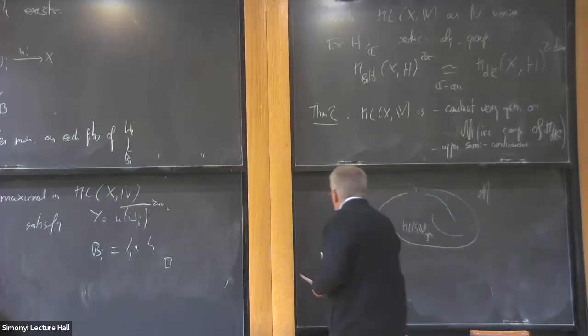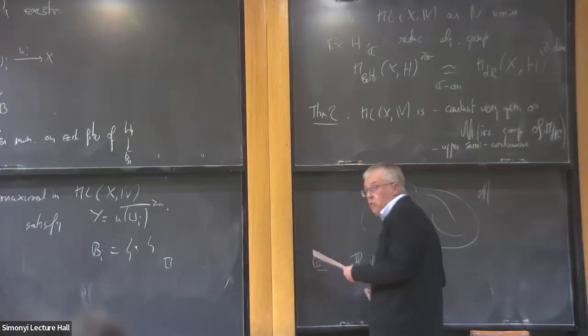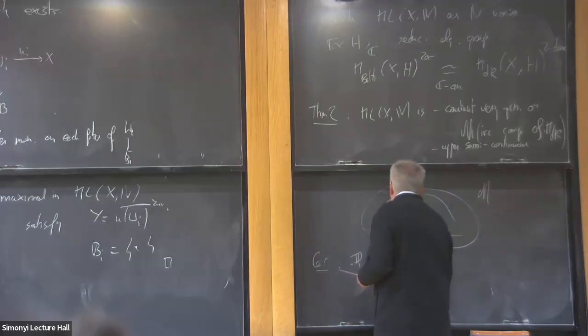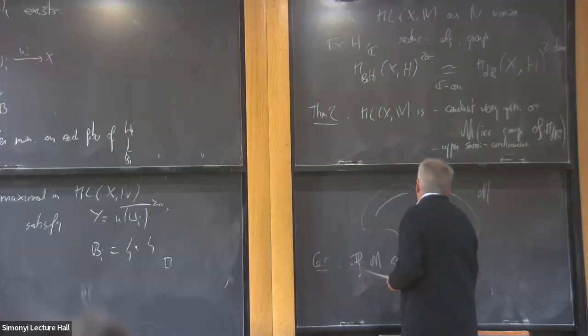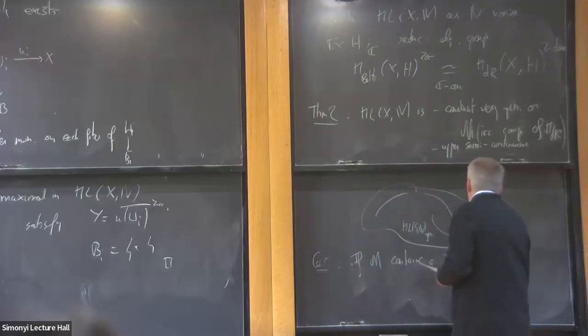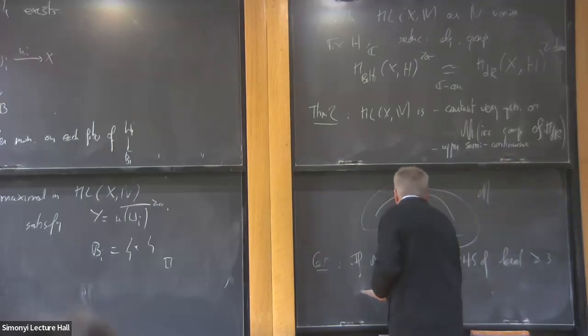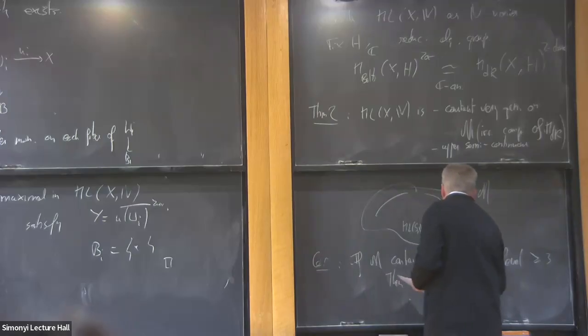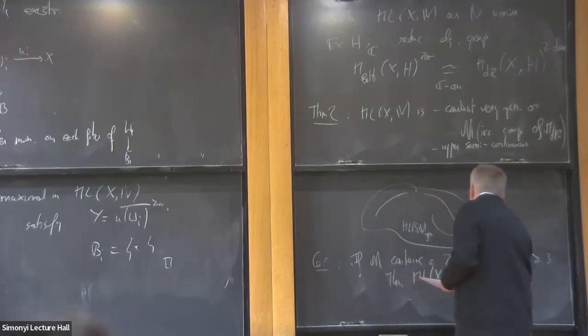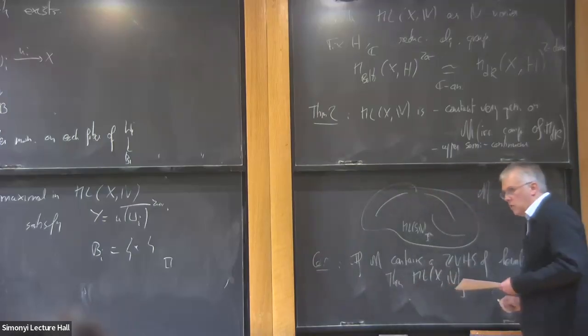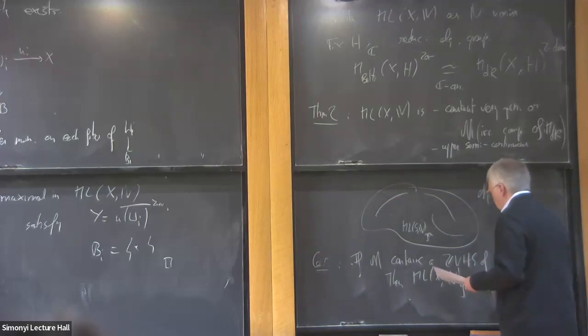And so the corollary that you get is that, of course, it's not the thing that I aim into, but this is what I get now. If M contains a VHS of level at least 3, then the monodromy locus of X V, for very general V, is algebraic. Well, is not Zariski dense.